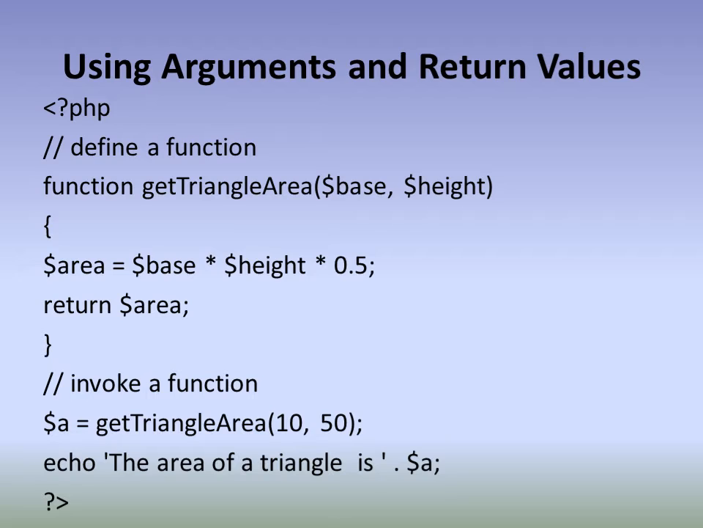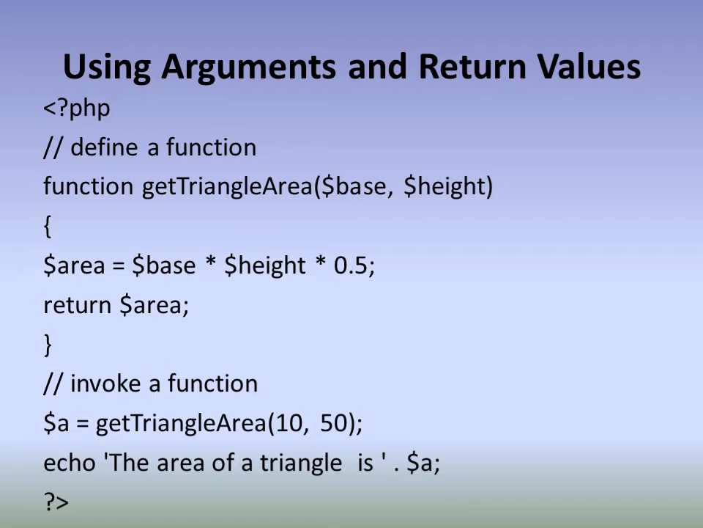These two function arguments will be used for evaluation within the body of the function. So here there are two statements inside the function. $area equal to $base star $height star 0.5. It multiplies and calculates the area of the triangle. After that, the next statement is return $area. So the value in $area will be returned. This return value will be assigned to the variable where the function call is there.